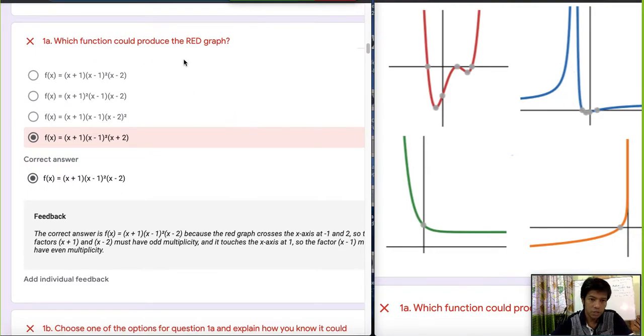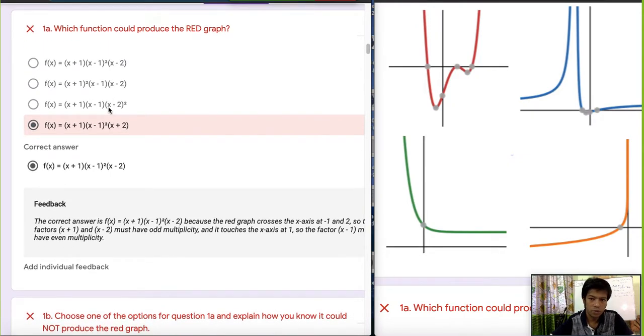So which function could produce the red graph? The red graph is this color, so this is the red graph. Which of these functions could produce it? You will notice that this function has no horizontal or other asymptote, and it looks like a polynomial function, not a rational function. And you can see it from the options also. There is no rational function, all are polynomial functions. So which one could produce it?